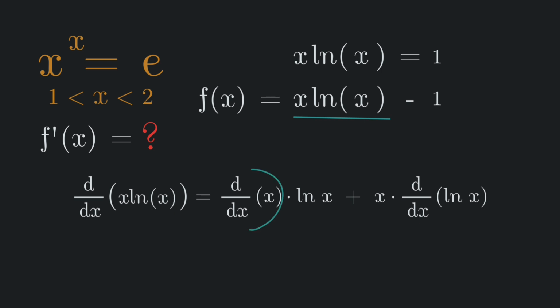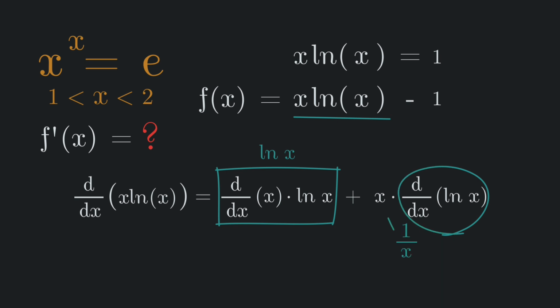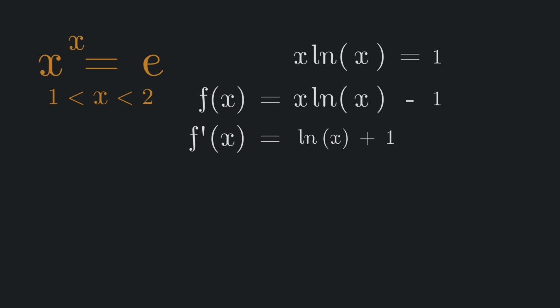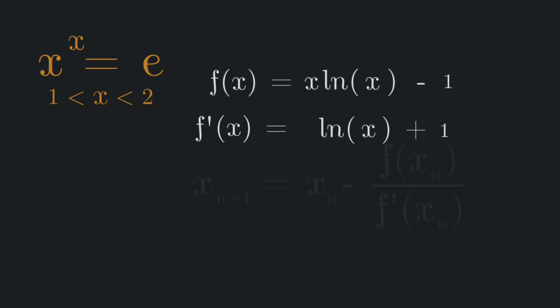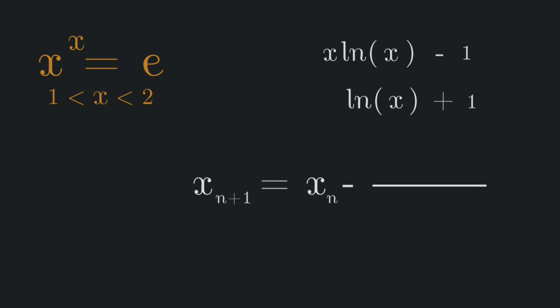The derivative of x is 1, so 1 times ln of x just becomes ln of x. Now for the second part, by this rule the derivative of ln of x is 1 over x. So x times 1 over x just becomes 1. The first part gave us ln of x, the second part gave us 1. Putting them together, we get ln of x plus 1, which means f prime of x equals ln of x plus 1. Now we have both f of x and f prime of x. So let's plug them into our formula.